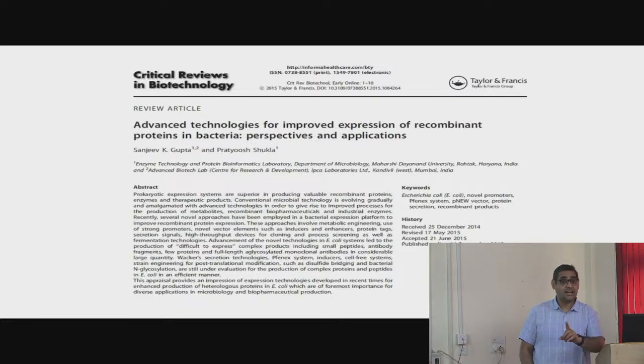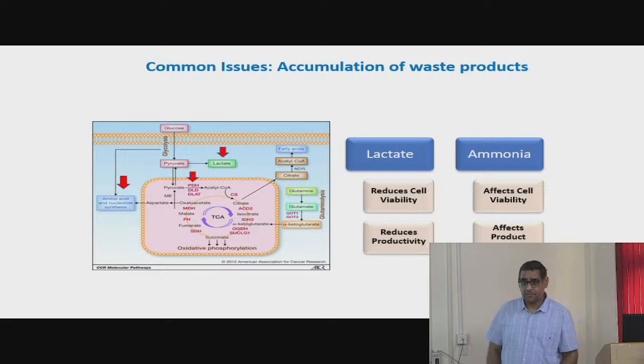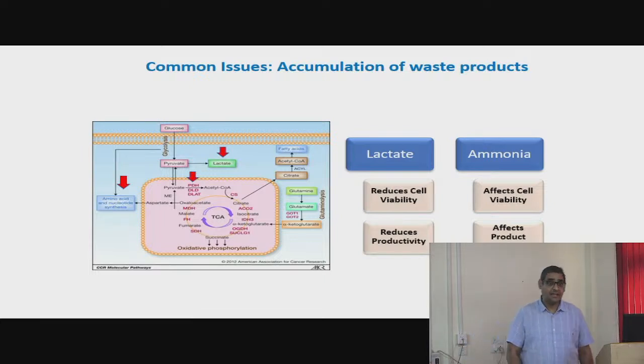We have not targeted all the proteins. We have targeted MAB, that is monoclonal antibody, in general in PC engineering. I will show you that. Before that, you see this. This is the big problem, and this problem needs to be sorted out. Lactate and ammonia both accumulate in the cell, and they create a lot of problems.